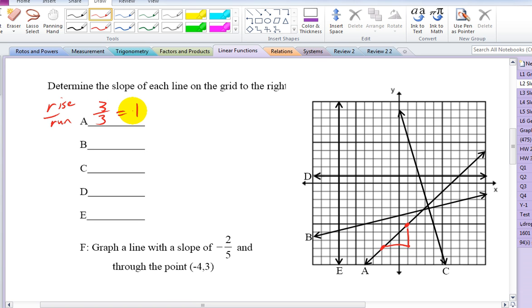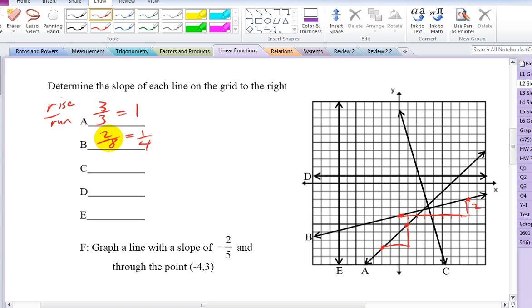Okay. For line B, I would use this point here and this point right here. So I go up 2 over 1, 2, 3, 4, 5, 6, 7, 8, over 8, which is the slope of 1 over 4. Okay, so some people might have got 1 over 4 right away. I used 2 and 8.